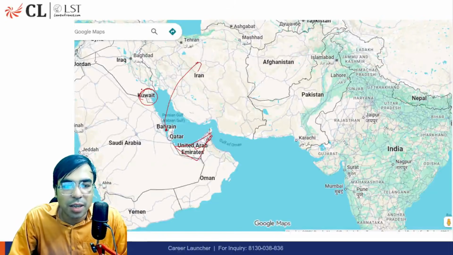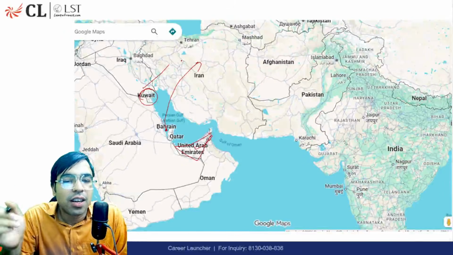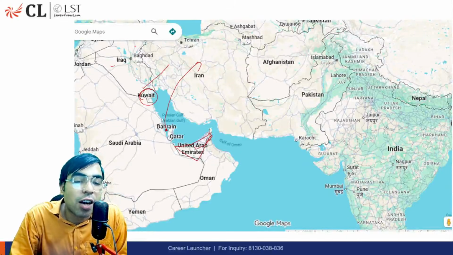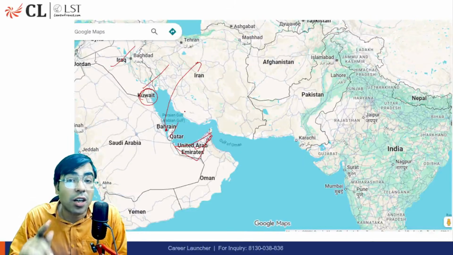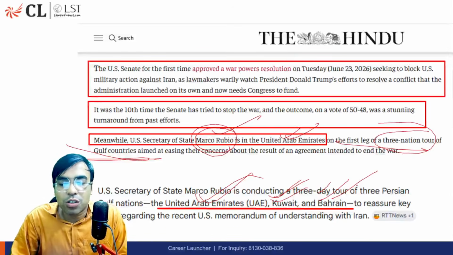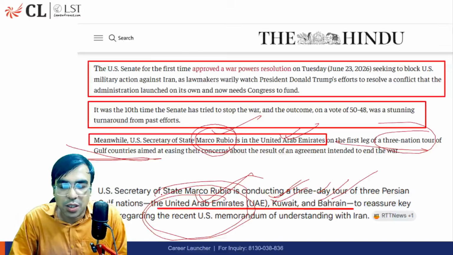So he's visiting these 3 places, and we have seen that there is US military headquarters in UAE, Kuwait, Bahrain, on all these 3 places. In fact, in Iraq also there is a US military base. In fact, in Qatar also there is a US military base. But right now, Marco Rubio has decided to go to these 3 countries. First, right now, he is visiting UAE. This has been in the news.